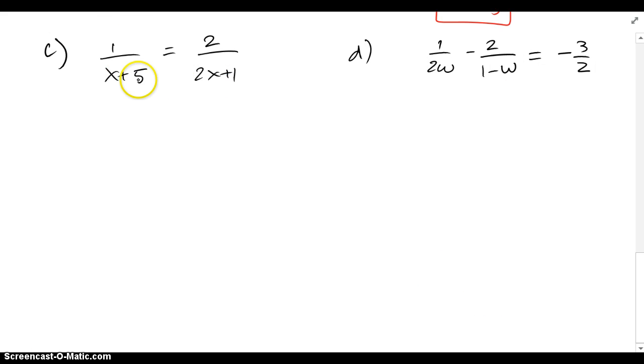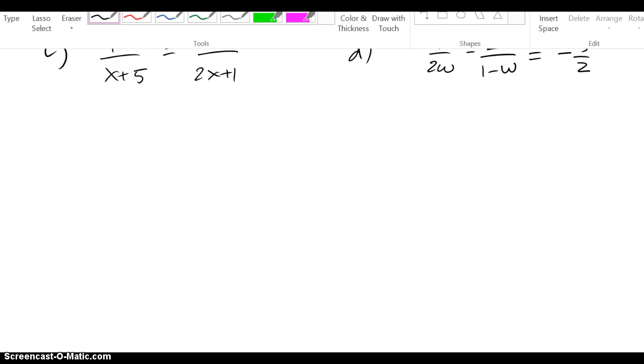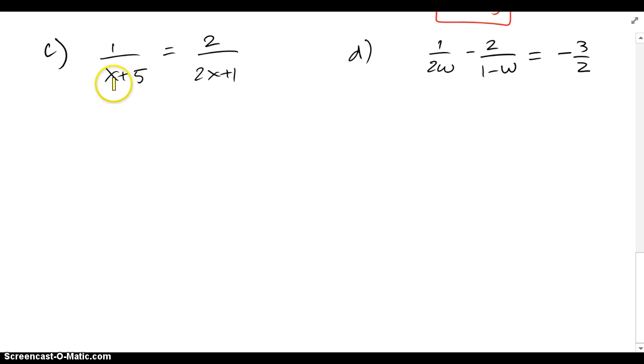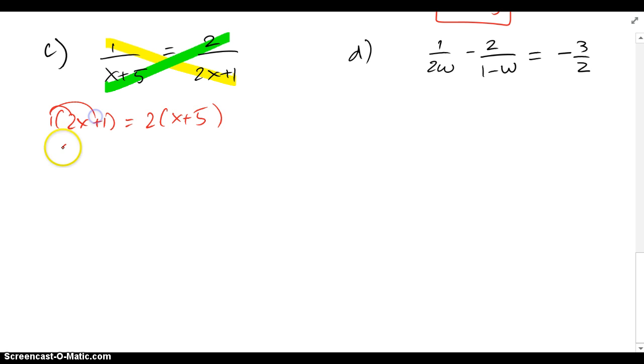Okay, for part C, I can use the LCM, which is x plus 5 and 2x plus 1. But since I have a fraction equals a fraction, I might as well just do the cross product and set them equal to each other. So remember, I have that option. 1 times 2x plus 1 must be equal to 2 times x plus 5. So I basically have 2x plus 1 equals 2x plus 10.